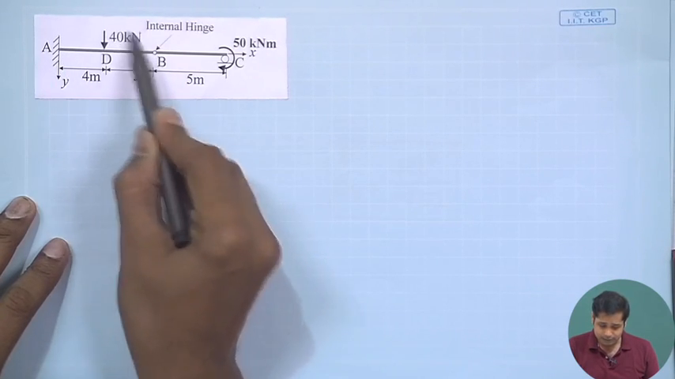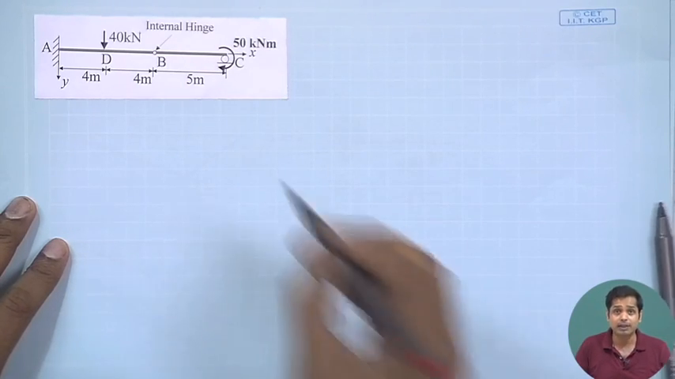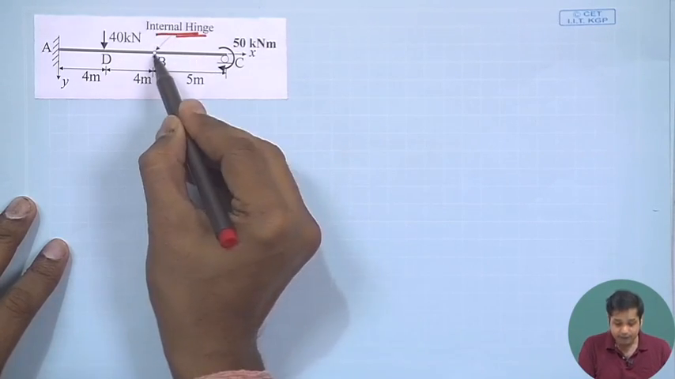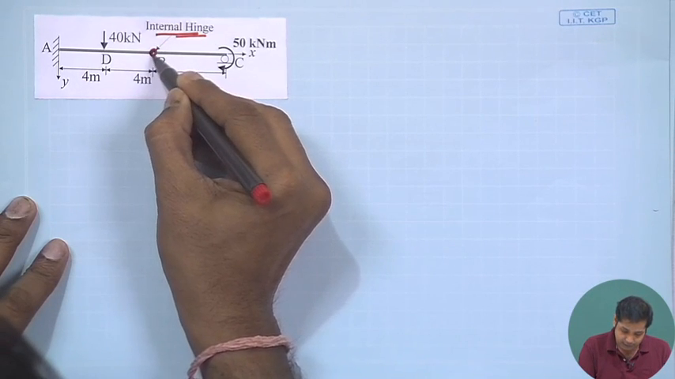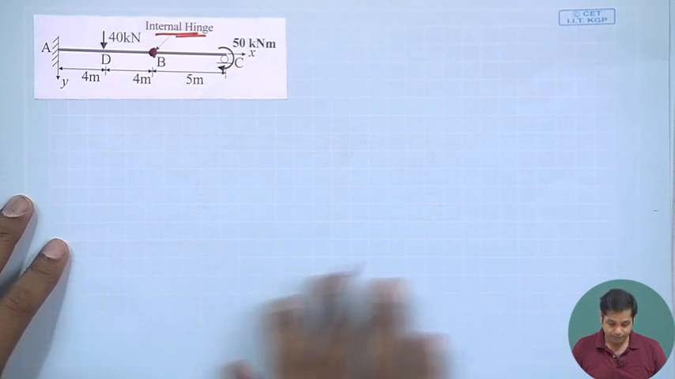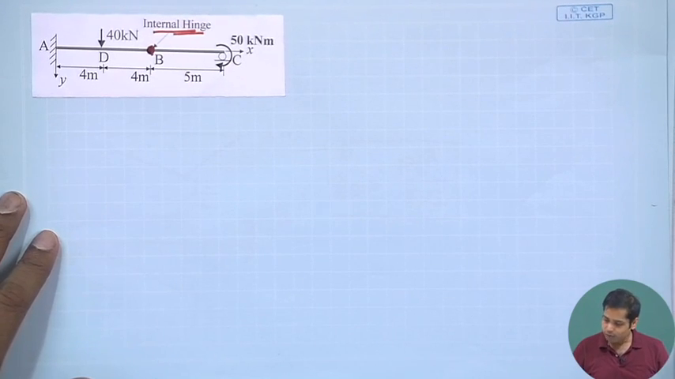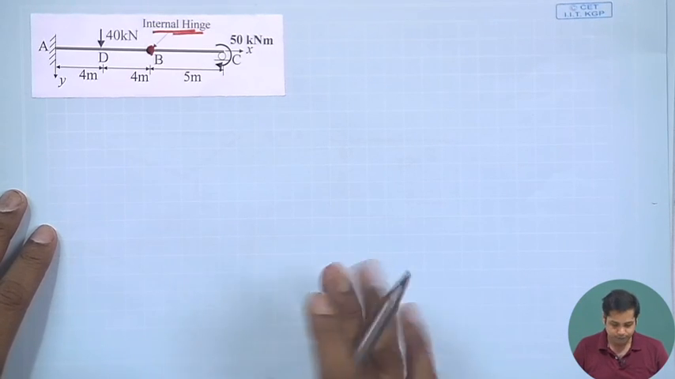This is the load. And the interesting thing is, if you check, there is an internal hinge here. This is an internal hinge at B. Now what we do first is decompose the problem into two.